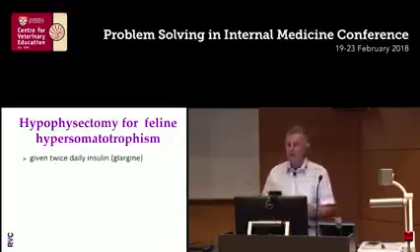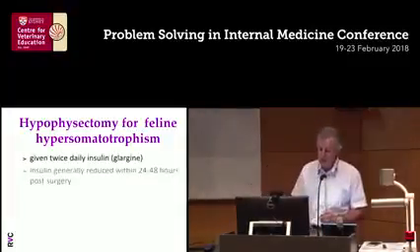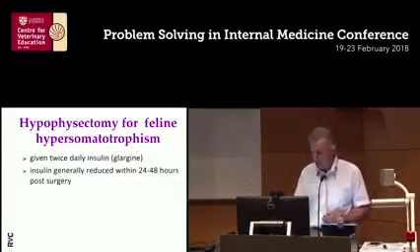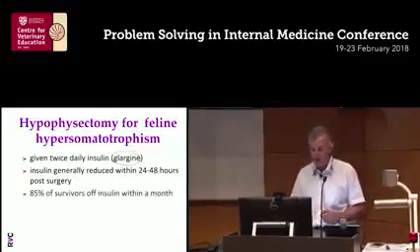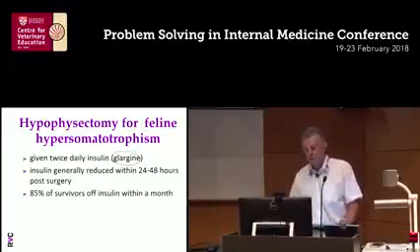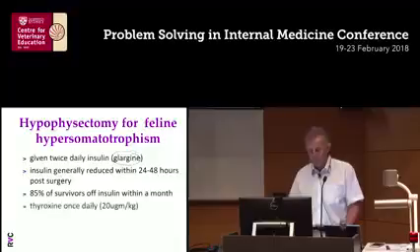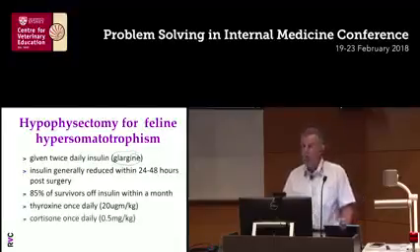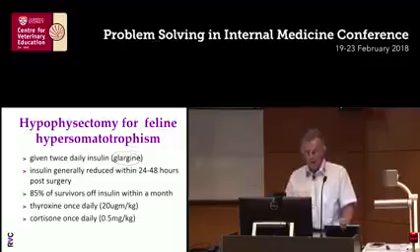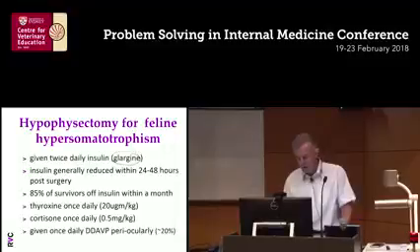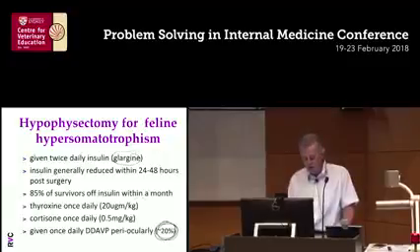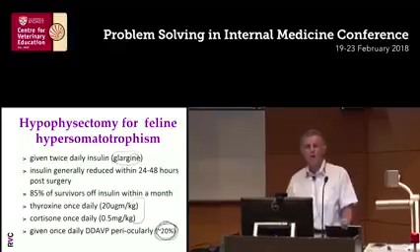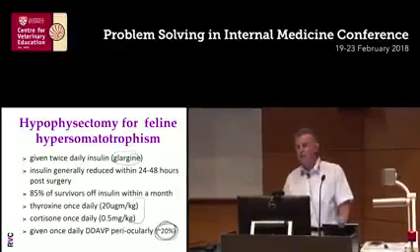And once we take away their pituitary mass, we start them on twice daily insulin. We started them on glargine simply because PZI wasn't available when we started this program. Generally, the insulin requirement is reduced within 24 to 48 hours. 85 to 90% of them are off insulin within a month. They've got to stay on thyroxine, and on cortisone, not prednisolone, cortisone. About a fifth of them have to stay on DDAVP, but most of them are off that by about a month. They do have to stay on daily thyroxine and cortisone, but most of them are off insulin. They are effectively normal cats without an anterior pituitary.